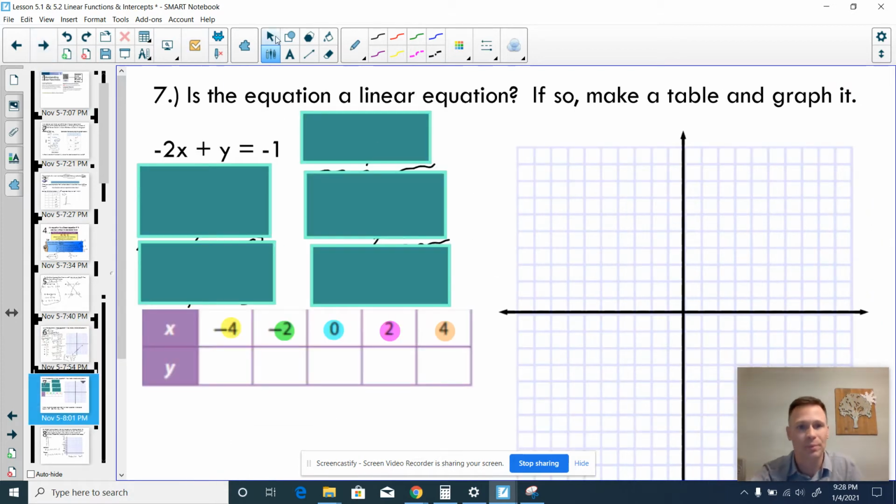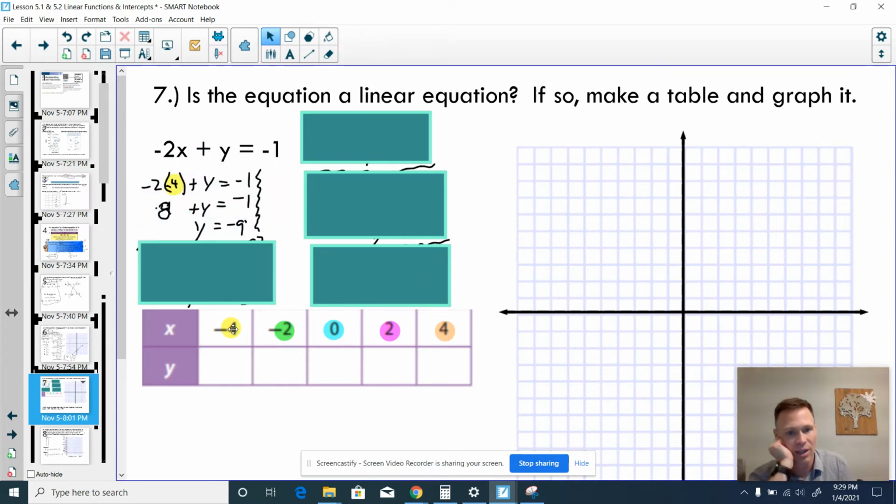All right, next example. Is this a linear equation? If so, make a table and graph. So the same kind of thing. This one is already in standard form. I can tell you that my A value is negative 2, my B value is 1, and my C value is negative 1. And now I'm doing the same thing, so I'm going to go a little bit faster through this.